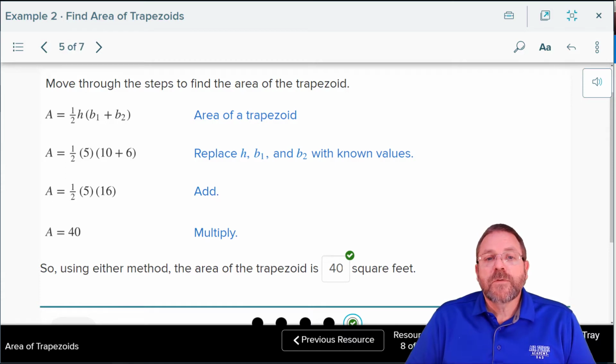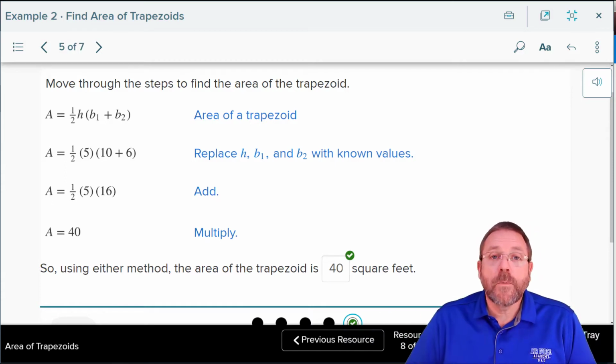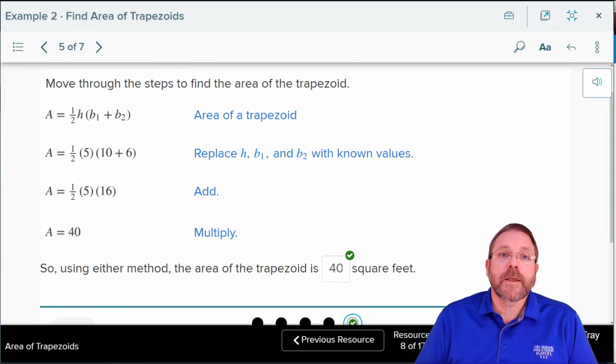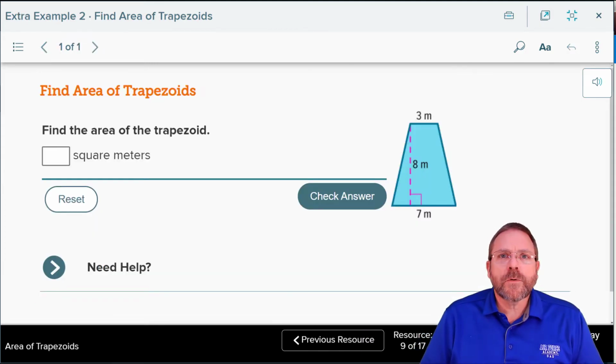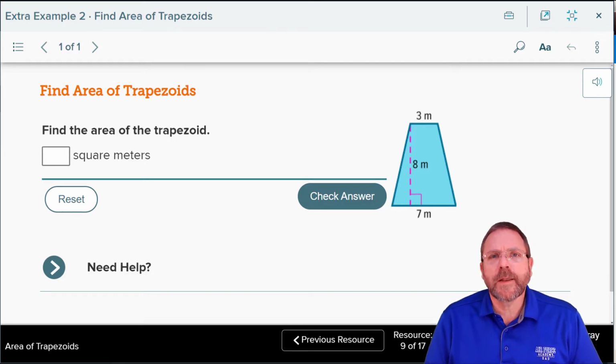Unless your textbook gives you specific instructions in your homework, this is the approach I want you to take in solving your problems tonight. Now it's going to be your turn to solve extra example number 2. Go ahead and pause the video, solve this one on your own, and use that really cool big kid formula that I gave you.